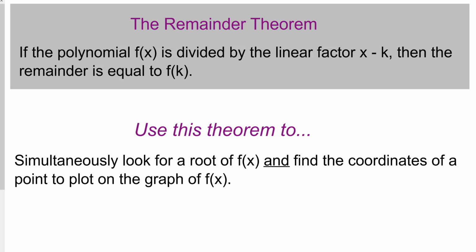So this is known as the remainder theorem. If the polynomial f of x is divided by the linear factor x minus k, then the remainder is equal to f of k. So you should write that in your notes. And my casual wording of that is that the remainder is equal to the y coordinate of the point.